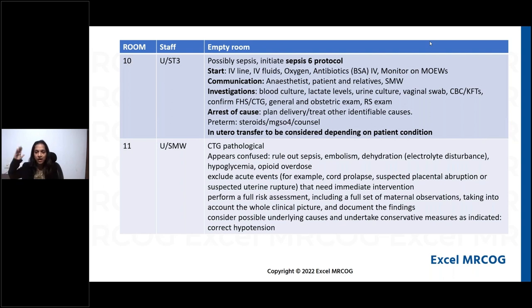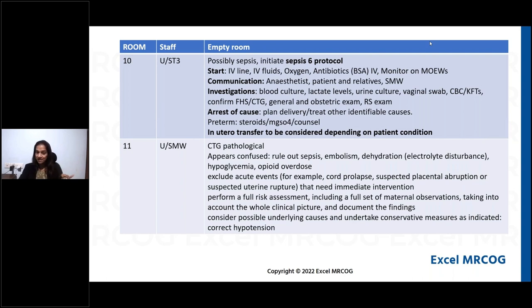Fair enough. But you have to deliver the patient. You cannot take the risk. Right. So you treat other identifiable causes as well. Since she is preterm, steroids is still a controversial thing in sepsis because it can flare the sepsis further, but that has to be discussed with the consultant. That is the safest bet for you. Okay. Whenever there is something controversial, say I would discuss with consultant.